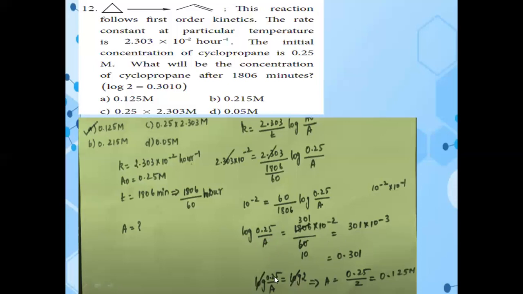So log 0.25 divided by A equals log 2. Log is common on both sides, so we are going to cancel the log. Finally, A is equal to, only A we are going to calculate, 0.25 divided by 2. So we get the value 0.125 M. So option B is the right answer.